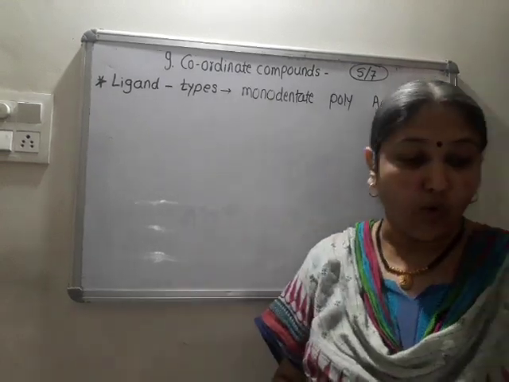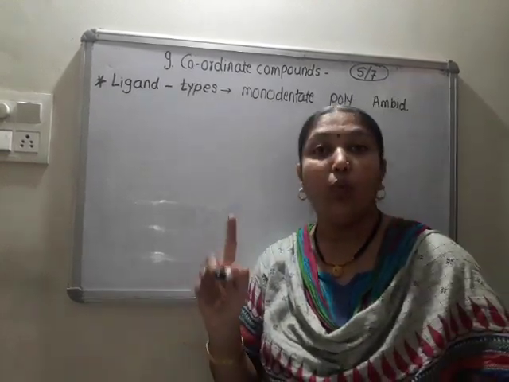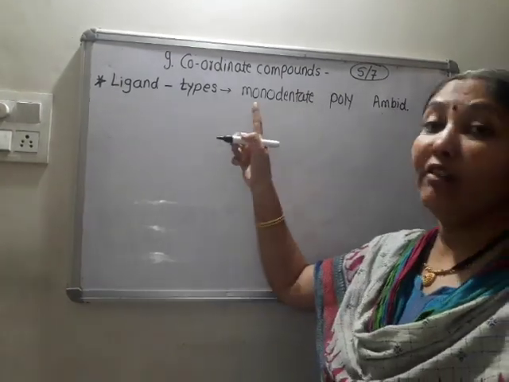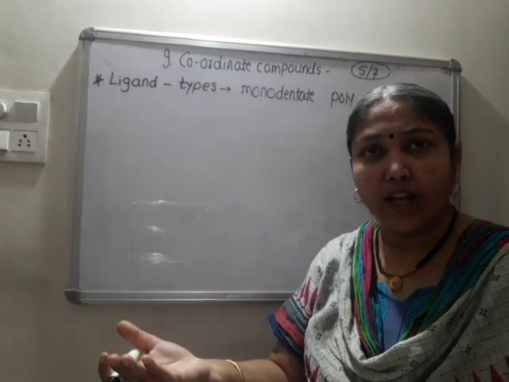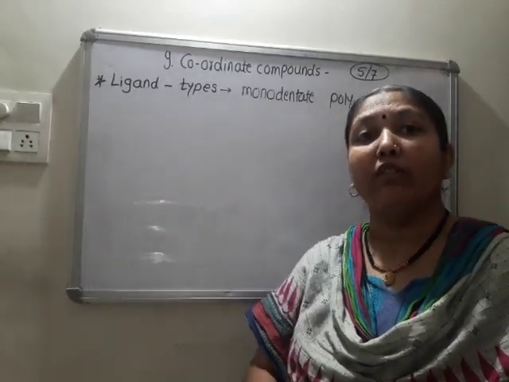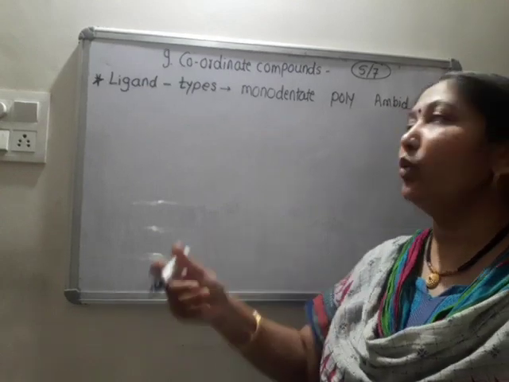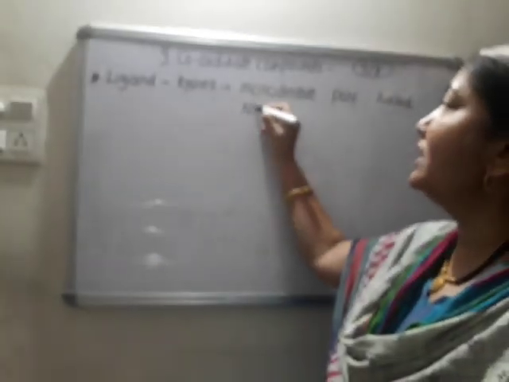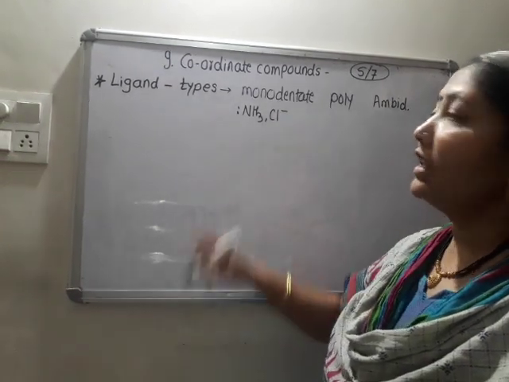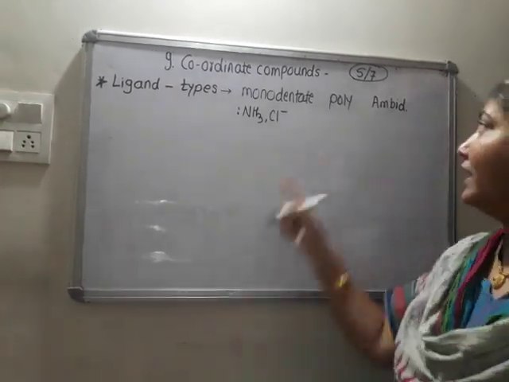Monodentate ligand means what? It has only one donating site. That ligand may have more than one atom, but though they have more than one atom, only one atom can donate electrons at a time. This is NH3, here Cl minus. These are nothing but monodentate ligands.